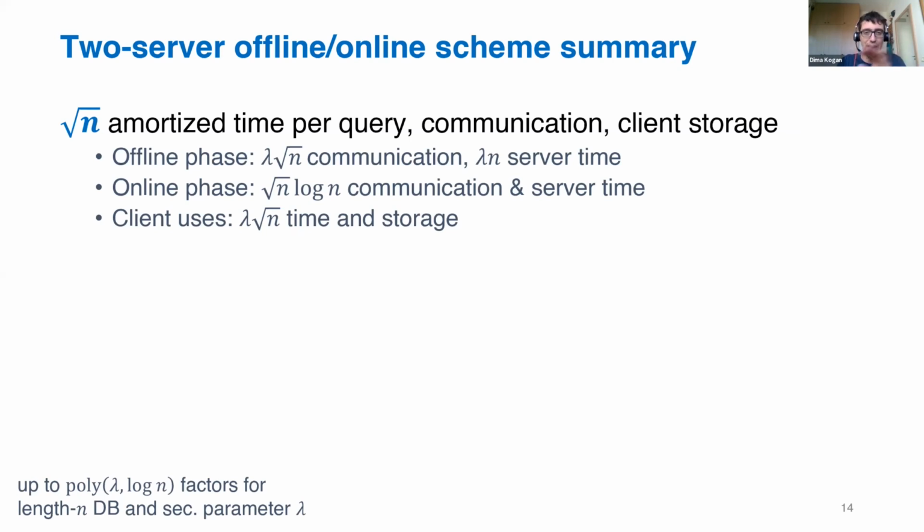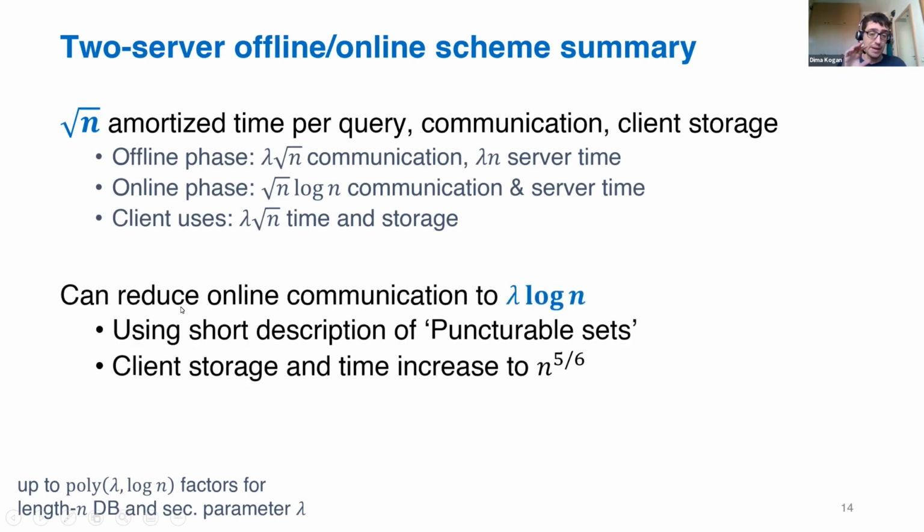However, we actually have an extra improvement in our protocol in which we can reduce the online communication to be logarithmic in n instead of square root of n, again with a multiplicative factor of the security parameter. Here we use a new cryptographic primitive called puncturable sets that allows us to compress the communication even further.